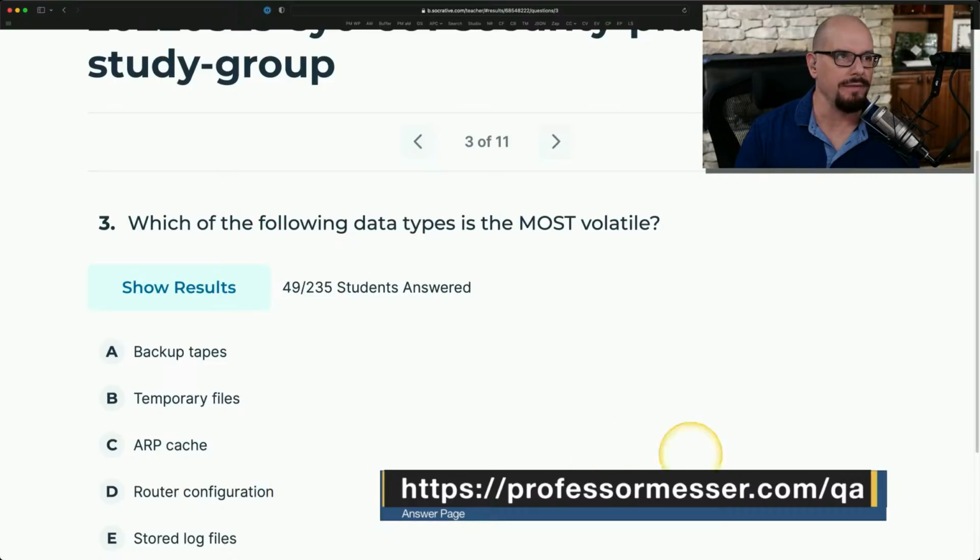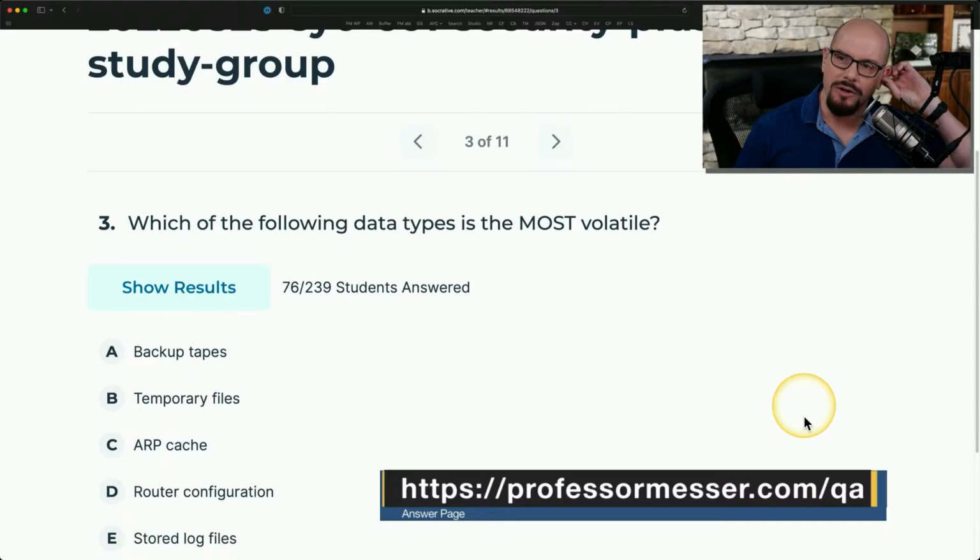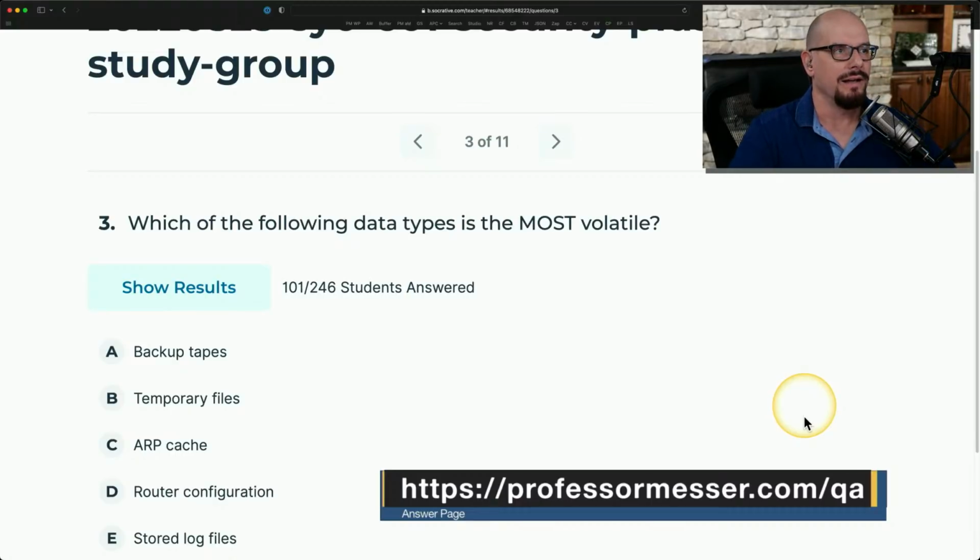Lock in your answer by visiting that link right there, professormesser.com/QA. Please know links in the chat room, hints in the chat room, answers in the chat room. We're going to pretend we're starting it up right now on our exam. We don't have any resources available. No Googling. Don't do that. See if you can figure out what the most volatile is. This is a good example, by the way, of a question where you really have to read every single answer to be able to answer the question. There are some like that, and this is a really good example of one.